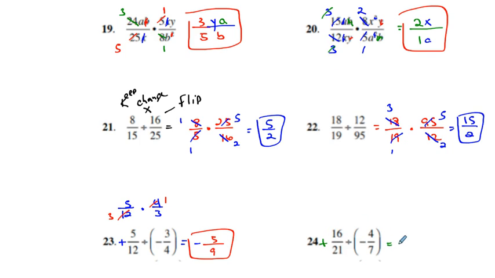Positive times a negative, negative. Keep. Change division to multiplication. Flip that second fraction into its reciprocal here and start simplifying. 7 and 21 becomes 1 and 3, both divisible by 7. 4 and 16 becomes 4 and 1. So you're just left with 4 over 3, negative.